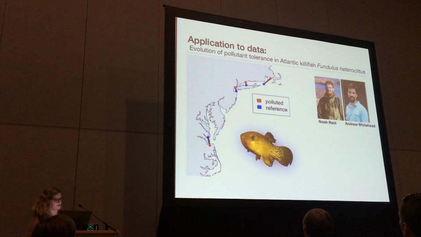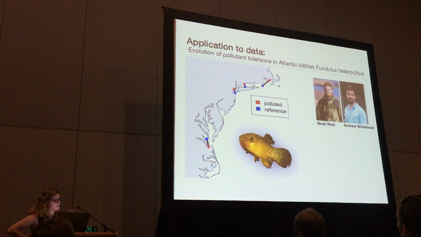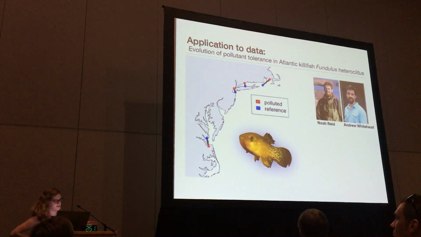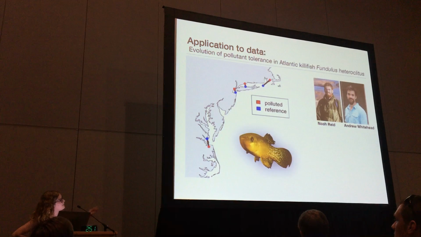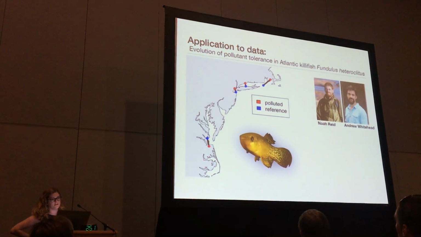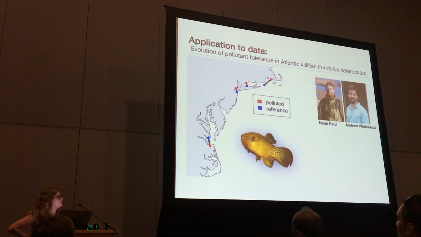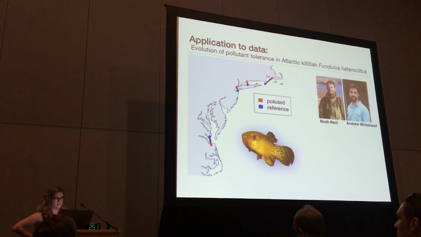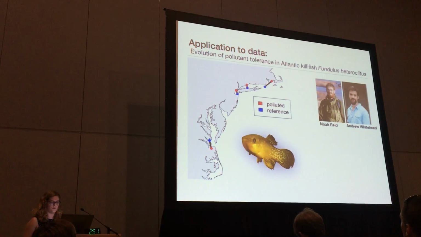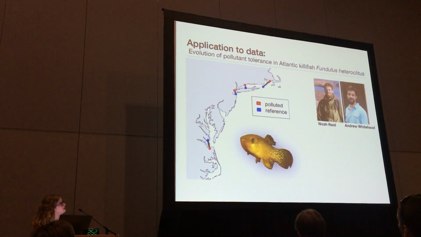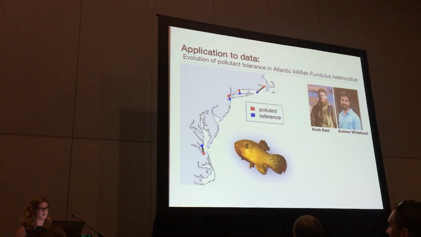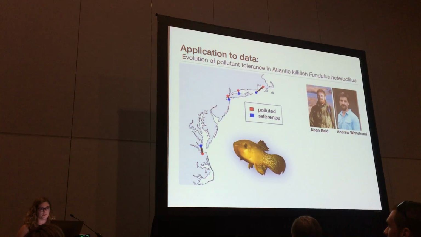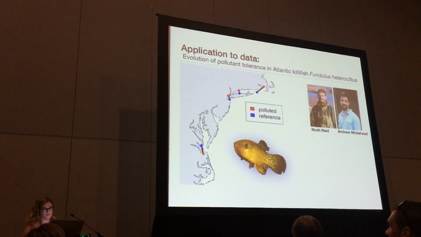Okay, so I have done just that, and I've applied this method to this really interesting case of convergent adaptation, where we see populations of killifish on the east coast of the US responding rapidly to industrial pollutant toxicity in the water. This work is done in collaboration with Noah Reed and Andrew Whitehead, who have sampled 4 population pairs of polluted and reference populations along their range.